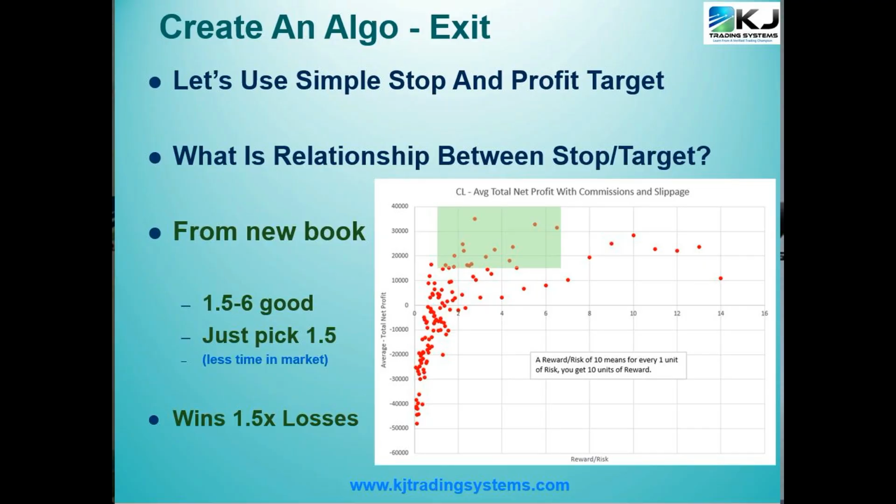And we're going to use a simple stop and a simple profit target. You've probably heard that the reward to risk should be 3 to 1, should be 5 to 1, should be 1 to 1. Whatever you've heard, in this cheat code book, I also did a study on that. So for crude oil, we're going to use 1.5. Meaning we're going to go for losses of, let's say, $500, and then our wins would have to be $750. So 1.5 times the losses, that'll be your wins. And that's based on a lot of data that I've analyzed.